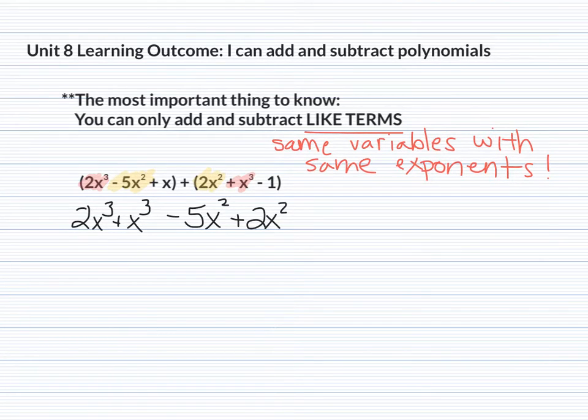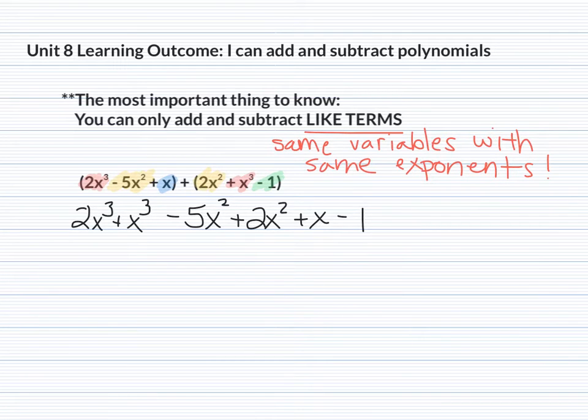Okay, next up I see an exponent of 1 on this x, and there's nothing that matches that in the other problem. So I'm going to just write it by itself, plus x, and then I see this minus 1 hanging out by itself. So I'm going to put that all by itself, minus 1. So now that I have all my like terms next to each other, I can add them together.